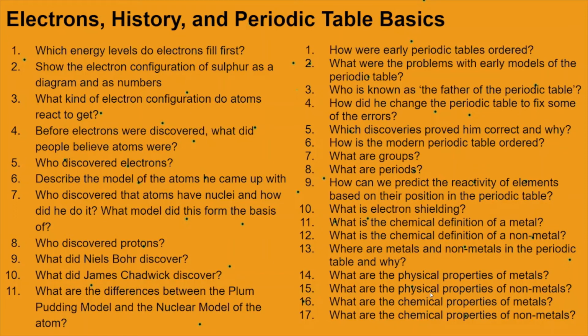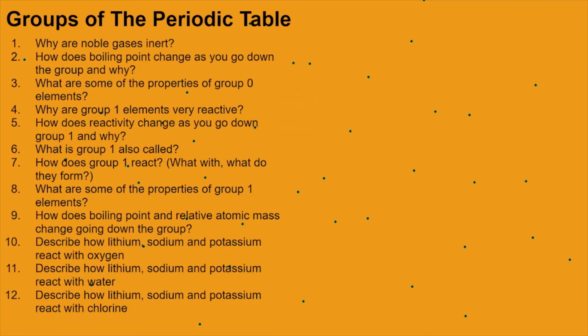Physical properties of non-metals, they can be different, they have a lower melting point. We often find them as gases. They aren't great at conducting electricity and heat. You often see them used as insulators. They tend to have a lower density as well. So we're going to look at some of the groups in detail now.